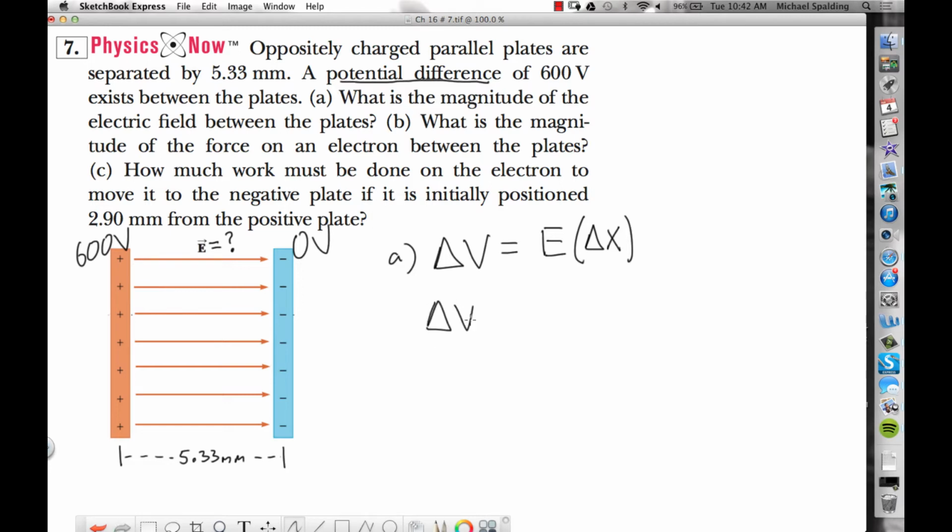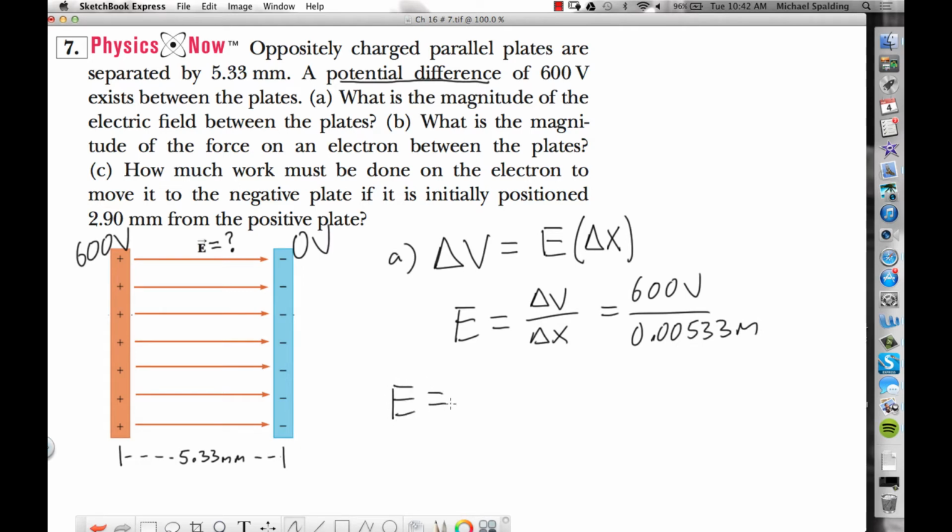All right, so real easy. We just go what are we solving for? E. The electric field is going to be the voltage divided by the distance. So that's 600 volts across the plates. And then the distance between the plates is 0.00533 meters, which gives us an electric field of 112,570 volts per meter.